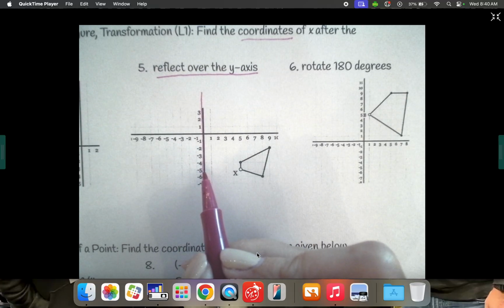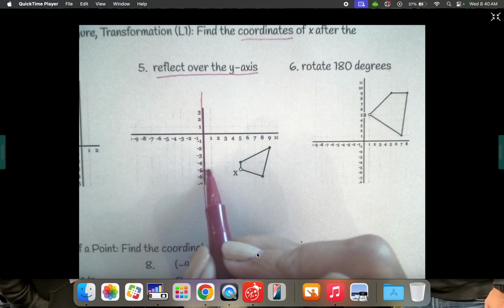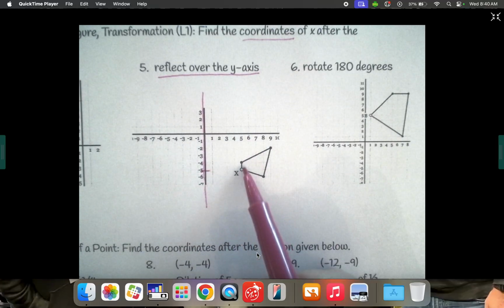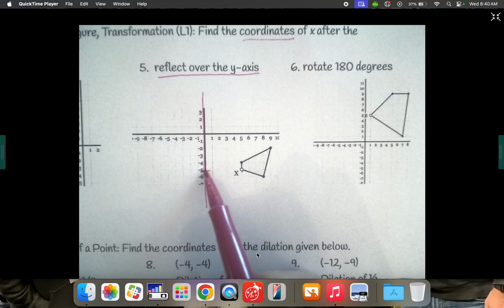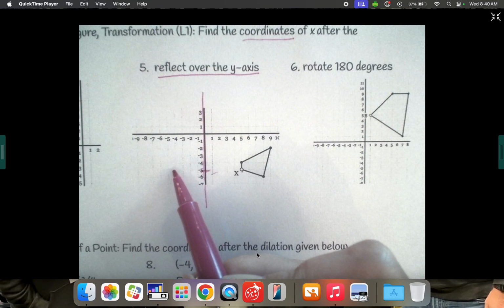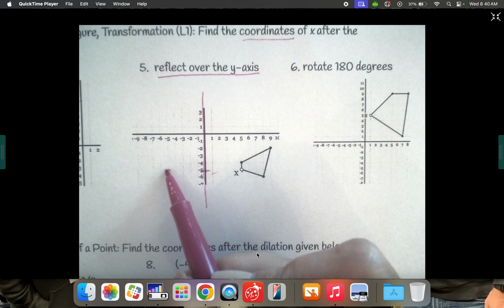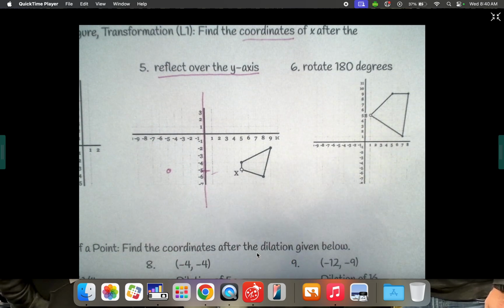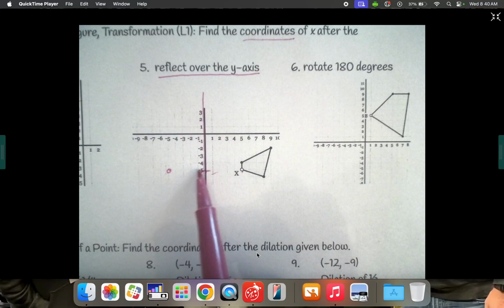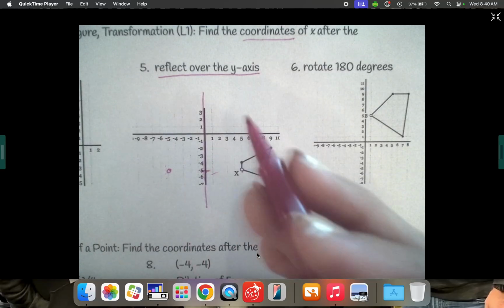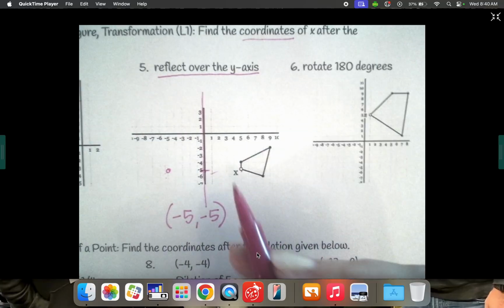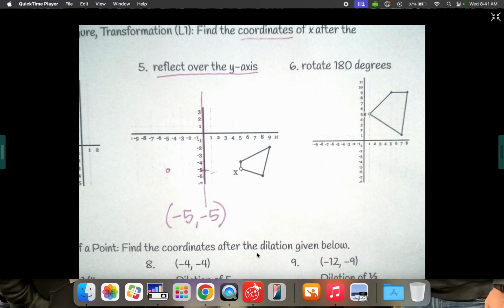So I believe it's on the -5 right here. And I think it's 1, 2, 3, 4, 5. Yes. So we're going to go 5 this direction. So we're going to go -1, -2, -3, -4, -5, which I think is right there. So that new coordinate is -5, and then down 5. So -5, -5, I think would be right for that. When you get to your Delta Math assignment, this is going to be much easier to see because you'll actually be able to see the lines better.